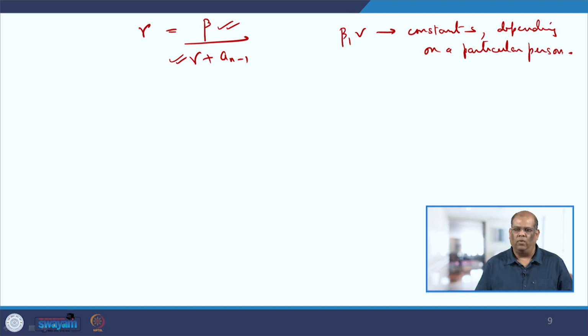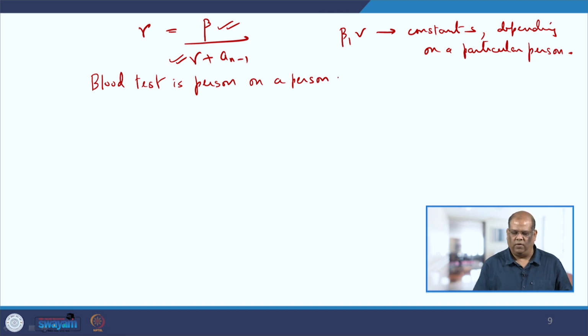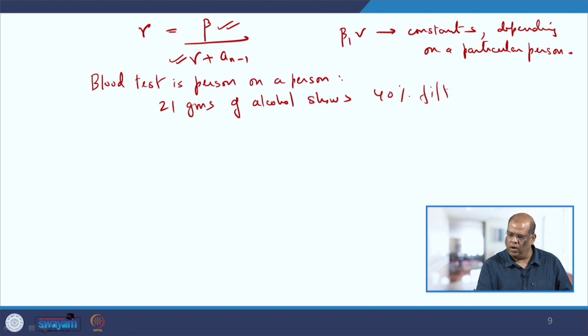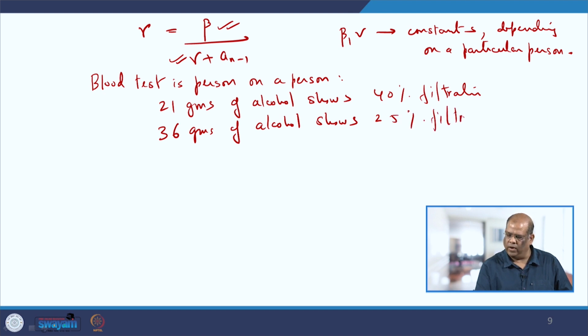And what kind of data do you need to calculate this beta and gamma? For example, a blood test is performed on a person who was caught driving under the influence of alcohol, and it is found that 21 grams of alcohol shows 40% filtration, and with the same person, 36 grams of alcohol shows 25% filtration.